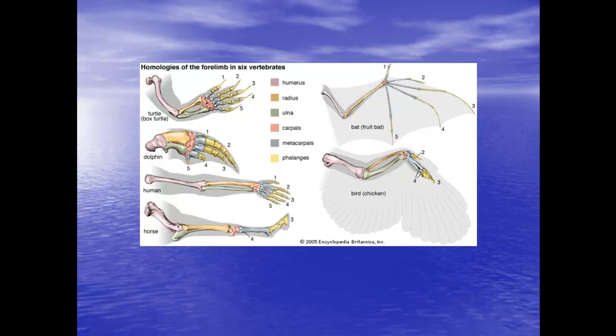Here it is again in a little bit clearer picture, showing organisms that are not all mammals like they were in the last picture. Here we're showing a reptile, the turtle, the dolphin, human, horse, and bat again, which are all mammals. But then the bird, which is an avian, they all have the same formula for the bone structure. Again, homologous structures, similar structure but different functions in each of the organisms. And this might suggest a common ancestor.